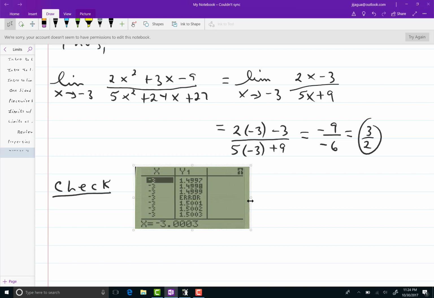All right. Let me circle the important stuff. Use my blue pen as always. Those numbers right around the error, the hole, suggest the answer should be about 1.5. And if you look, 3/2 is equal to 1.5. So to me, this corroborates our answer exactly.